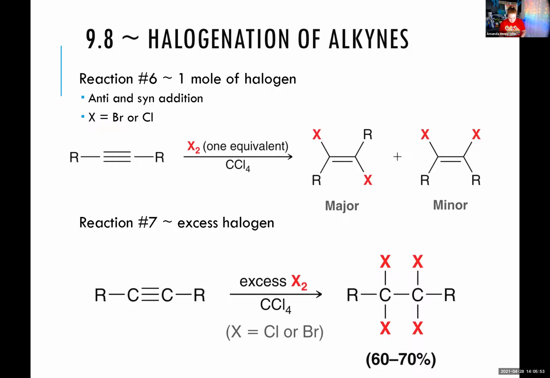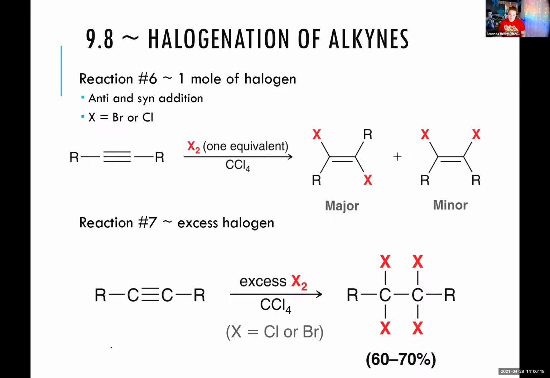So we are starting with reaction 6 and reaction 7. They are very similar to each other, and they're also very similar to reactions we saw in chapter 8. So in chapter 8, we took an alkene and reacted it with a halogen, X2, so Br2 or Cl2, and we added 2 chlorines or 2 bromines to each of those vinylic carbons.